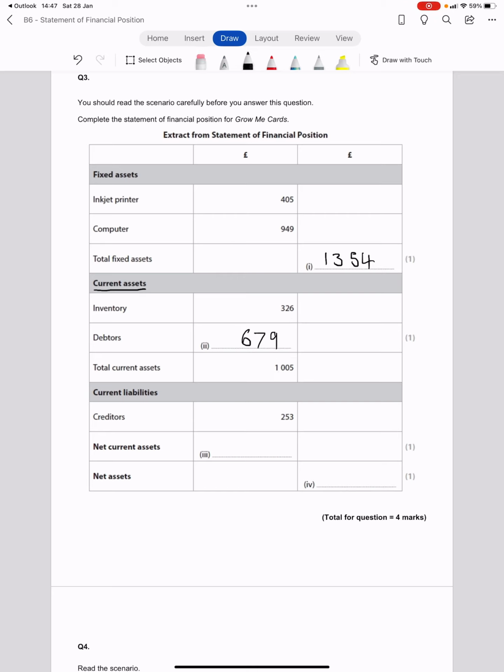Okay, so net current assets then. We know from the last question that net current assets is equal to current assets minus current liabilities. We've got our current liabilities here, and it's given us the total, £253, because there's only one current liability for this question, and that's creditors. Creditors are people that we owe money to. They've given us credit. And we know that our current assets are £1,005, because again, we've worked that out here.